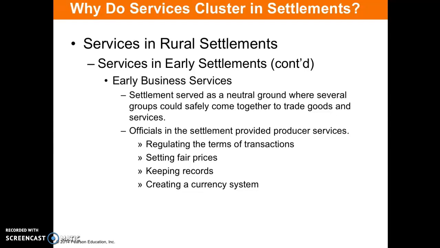Some of the early business services would be regulating the terms of transactions, setting fair prices, keeping records, and creating a currency system. Often the settlement would serve as neutral ground, so groups could come together to safely trade goods and services and to negotiate fair prices. It would be less threatening than having people show up at your settlement or your home to try to negotiate for your materials.